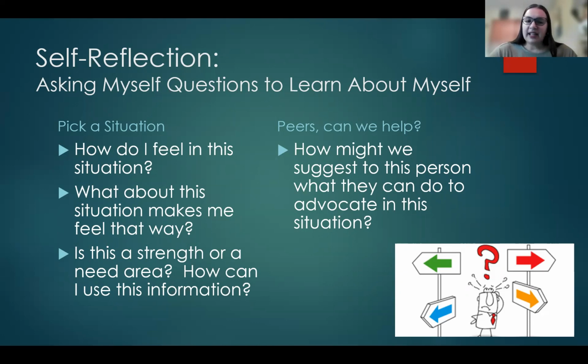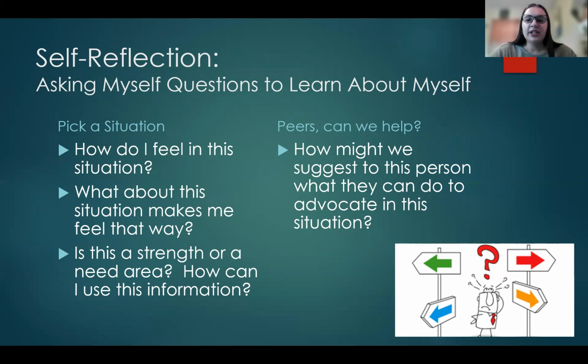Now we would identify, is this a strength or a need area, and how can we use this information? This might be a need area for me because I know that I can be rigid and I like to sit in the same spot every day. I might need to ask for help. I might need to advocate for myself and speak up about finding a new seat. This can also be a strength area because I'm good at expressing myself in a calm way. So I can calmly look for another seat and say, hi, can I sit next to you, to a new person?